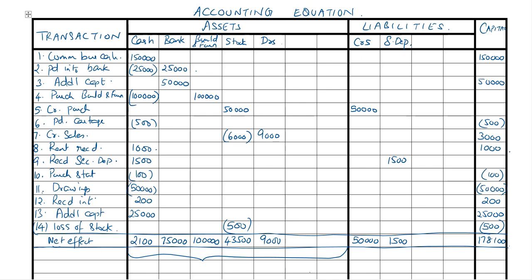Let's check out if the total of the assets is equal to the total of the liabilities plus the capital. The total of the assets is rupees 2,29,600 and the total of the liabilities plus the capital is also rupees 2,29,600. So we've solved the fourth example sum.